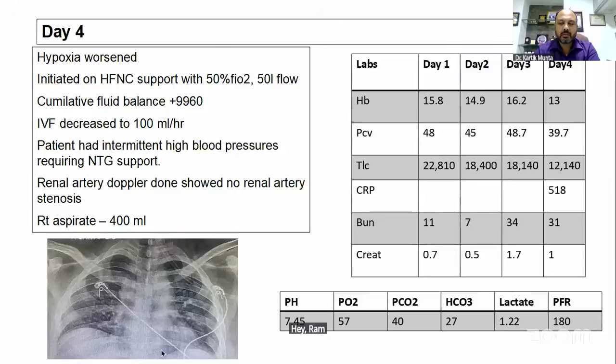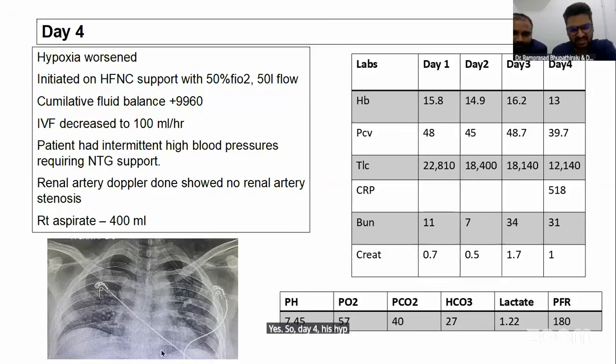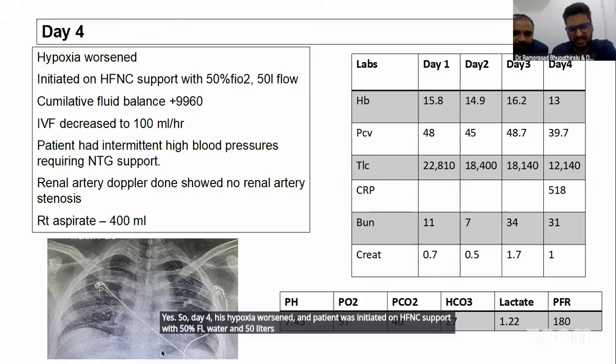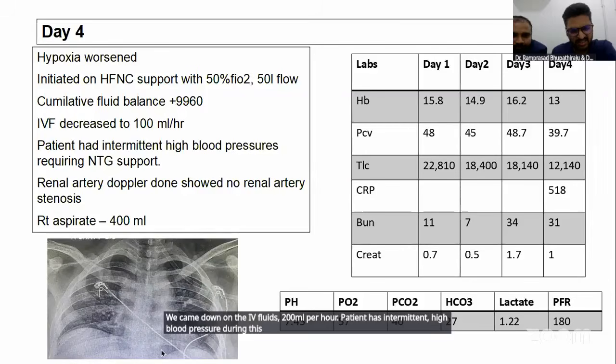Yeah, Ram, you have to quicken up. It's already 8. Yeah. So day 4, his hypoxia worsened and the patient was initiated on HFNC support with 50% FiO2 and 50 liters flow. By now the cumulative balance was around 9,900 ml. We came down on the IV fluids to 100 ml per hour. The patient had intermittent high blood pressures during this time and required NTG support intermittently. We were suspecting whether he is a case of essential hypertension, which was undiagnosed. Since he is a young male, we did a renal artery Doppler. However, that didn't show any renal artery stenosis.